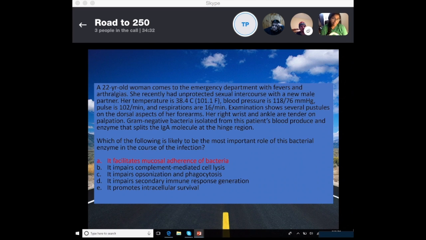MND. Staphylococcal protein A. Impaired opsonization and phagocytosis with encapsulated bacteria. IgG. Yes, that one has that. And impaired secondary immune response generation. IgA does not play a role in that, so nope. IgG again. And promoting intracellular survival with Mycobacterium tuberculosis, Leprae, Legionella, and Ehrlichia.